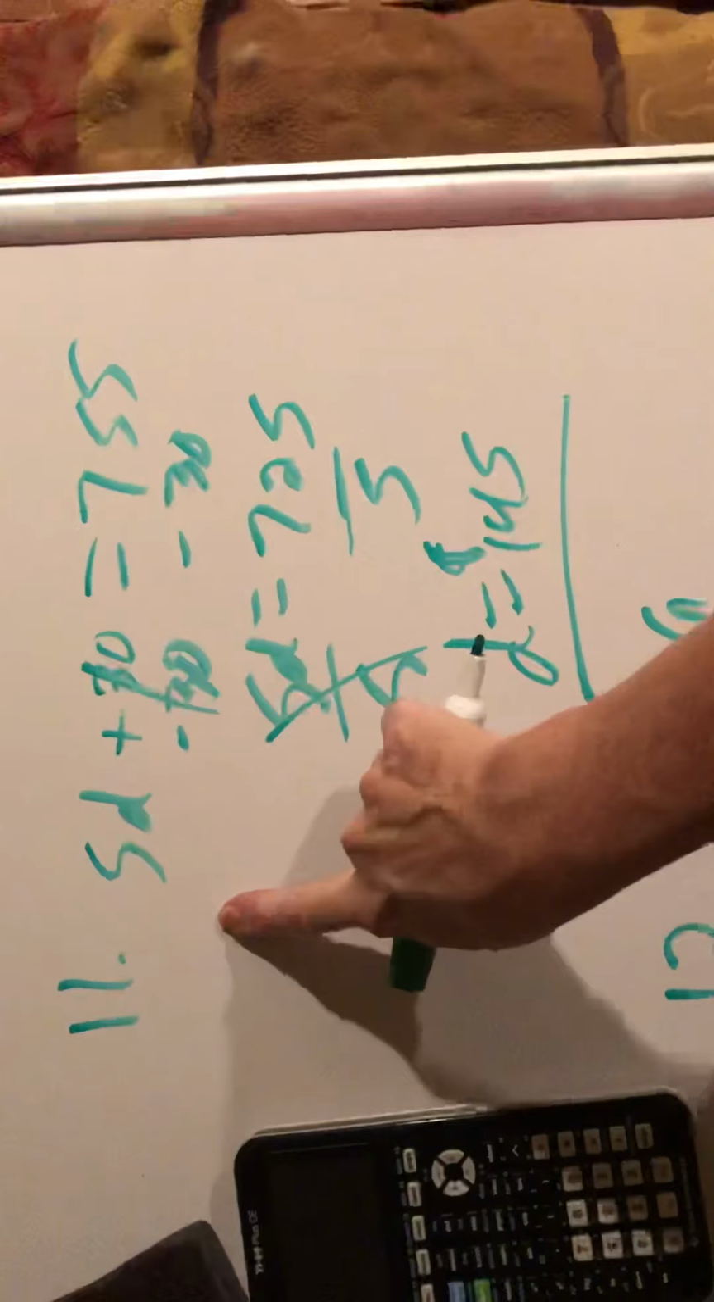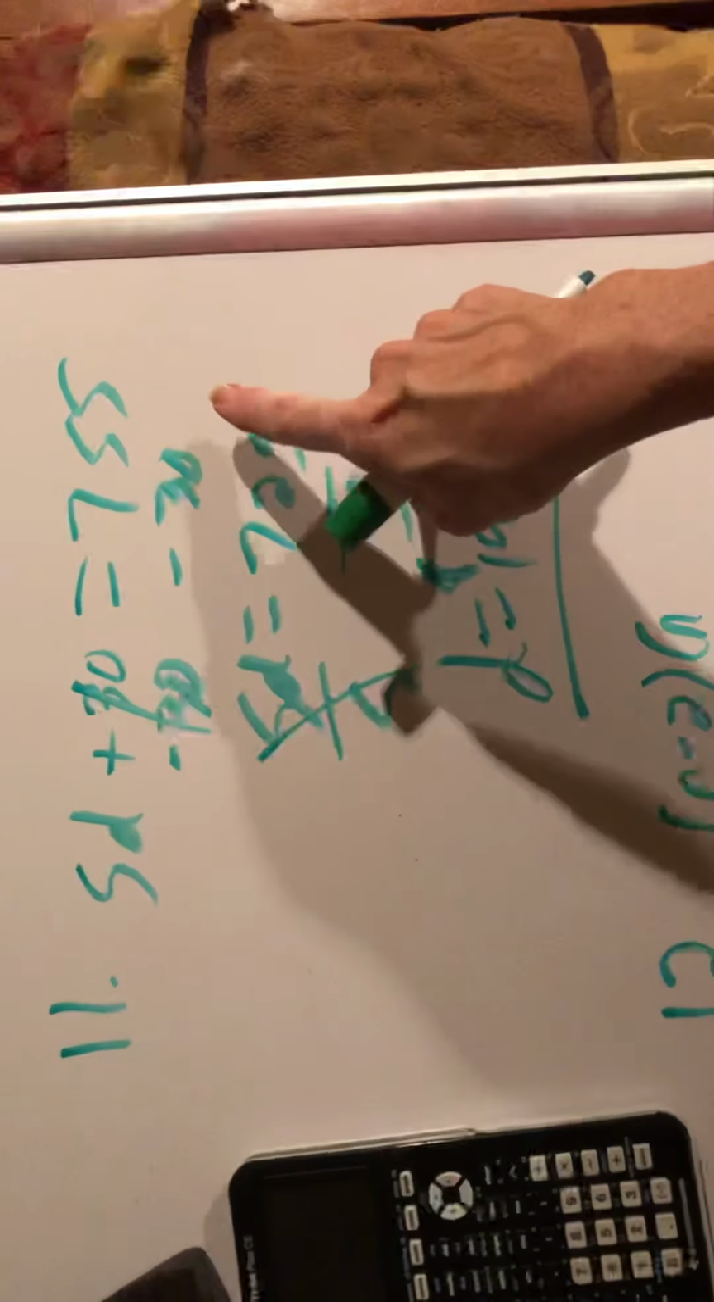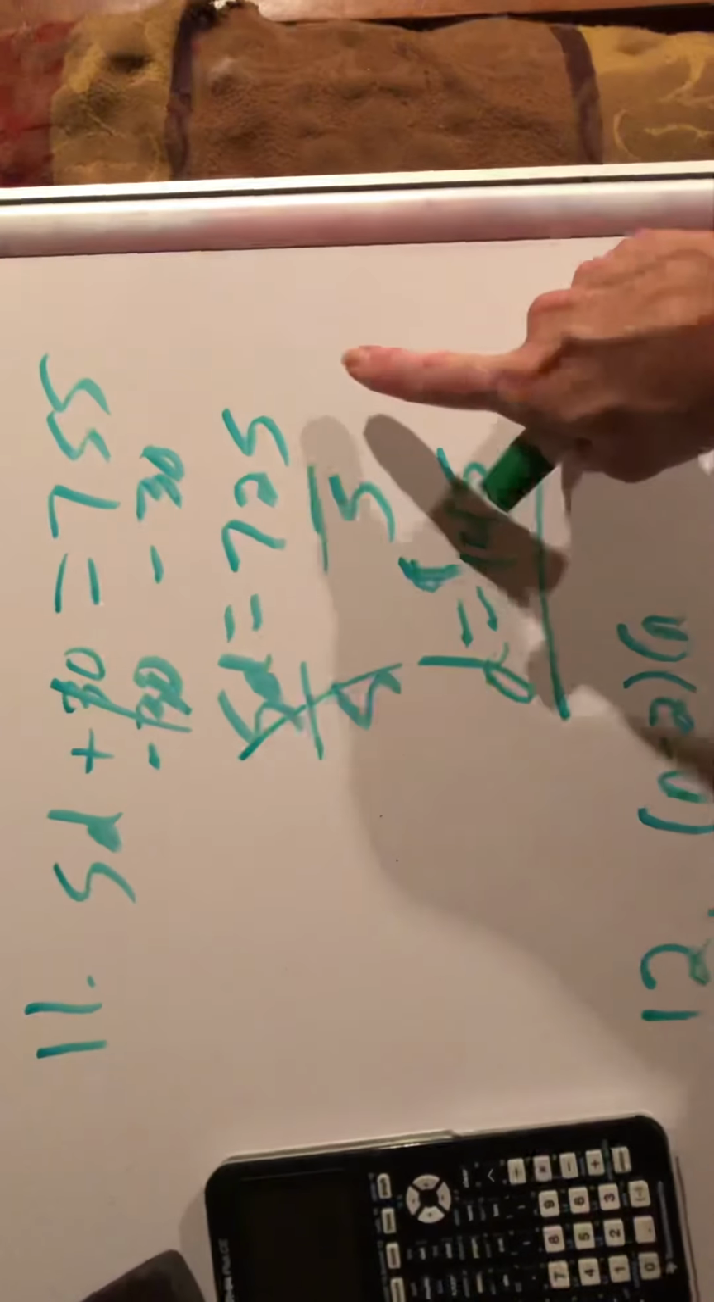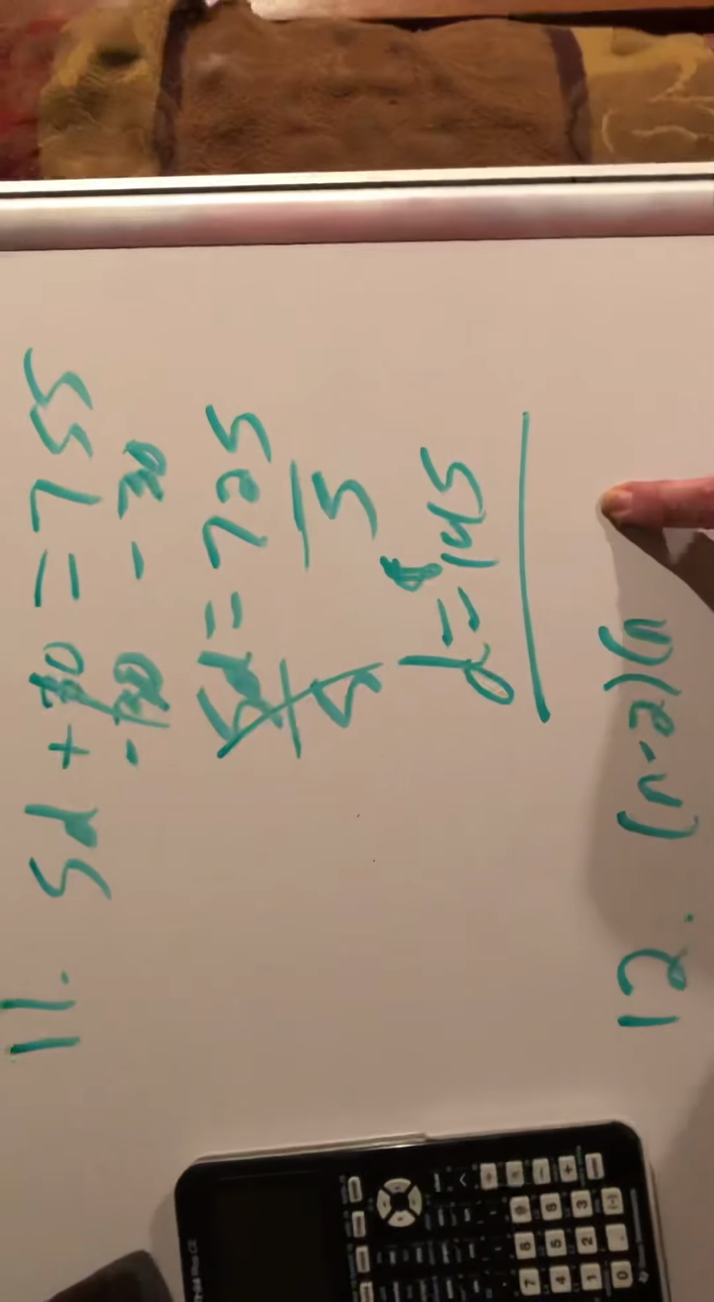Okay, so had a little issue with the phone. This is number 11 worked out. 5D plus 30 equals 755. Subtract 30, you get 725. Divide by 5, you get 145.